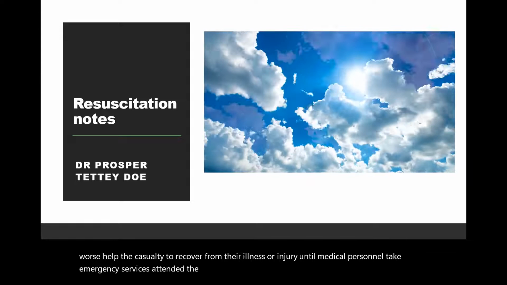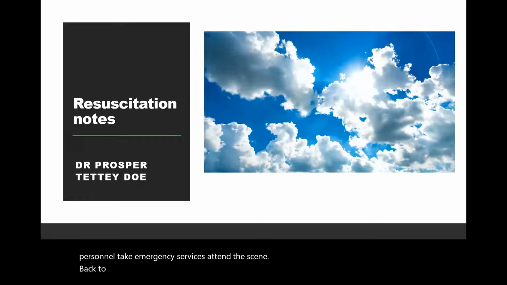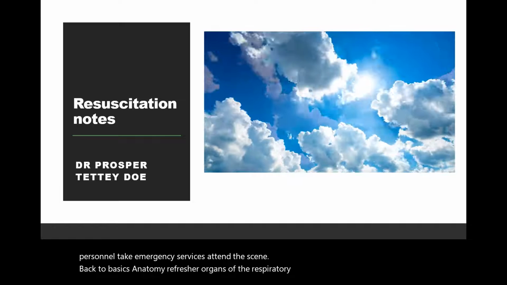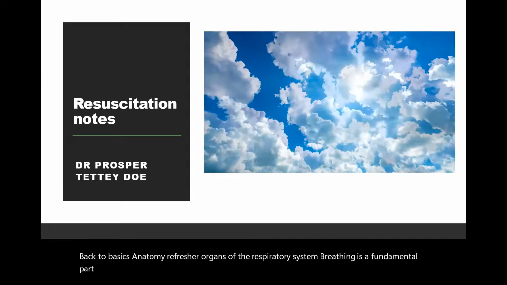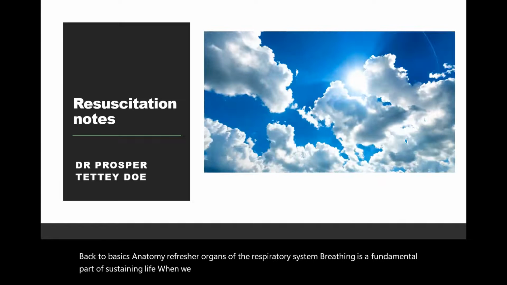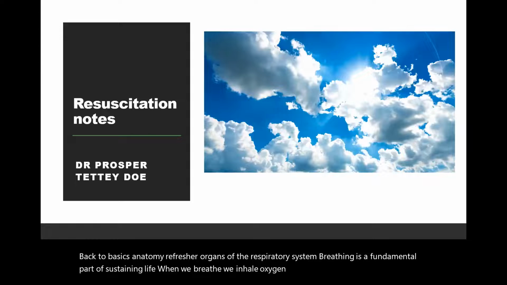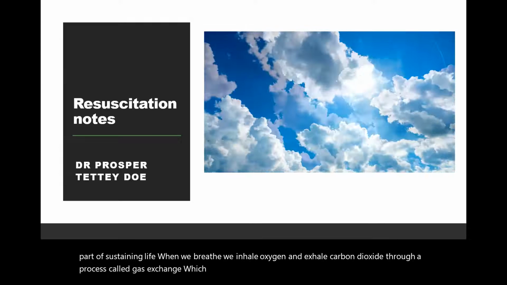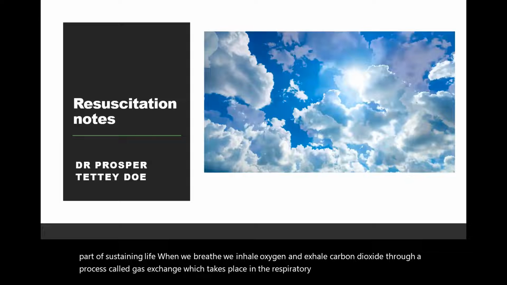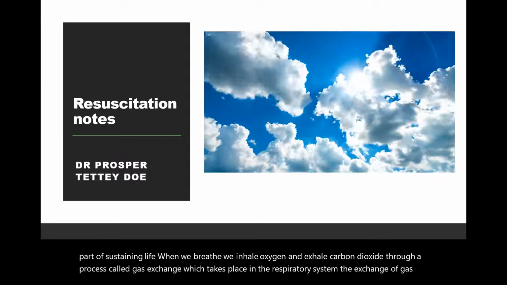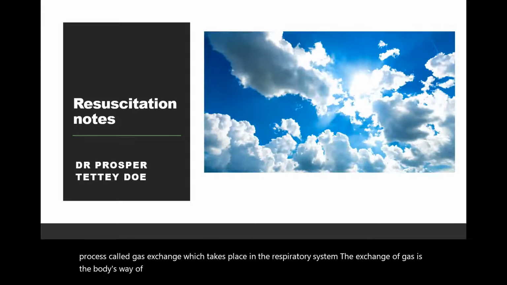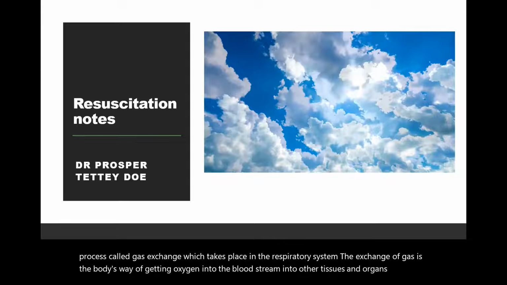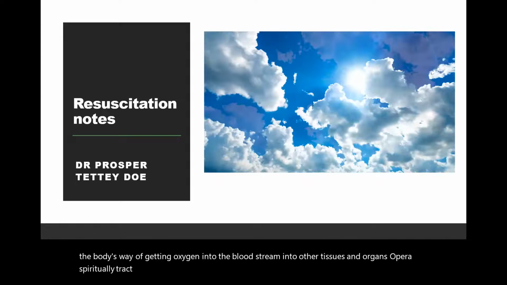Back to basics. Anatomy refresher. Organs of the respiratory system. Breathing is a fundamental part of sustaining life. When we breathe, we inhale oxygen and exhale carbon dioxide through a process called gas exchange, which takes place in the respiratory system. The exchange of gas is the body's way of getting oxygen into the bloodstream and to other tissues and organs. Upper respiratory tract, composed of the nose, the pharynx, and the larynx.